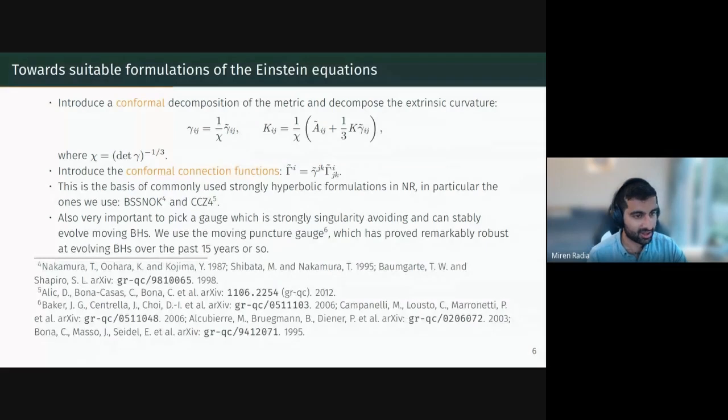But unfortunately, it's still not understood rigorously why the moving puncture gauge works so well, whereas other gauges, which are also part of a strongly hyperbolic system, fail for moving black holes. There are lots of heuristic arguments, and there have been many papers published on this, but if anyone proves this, please let me know.